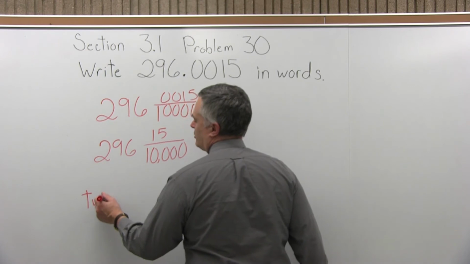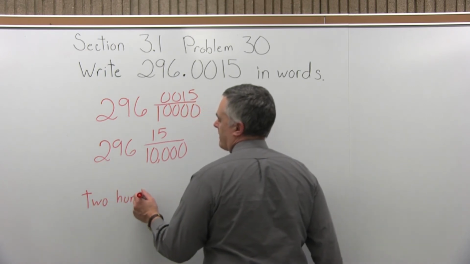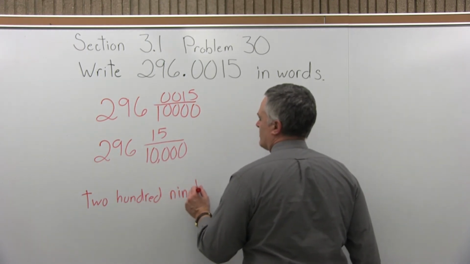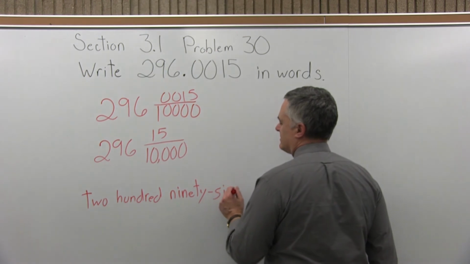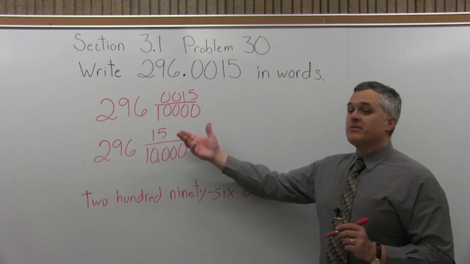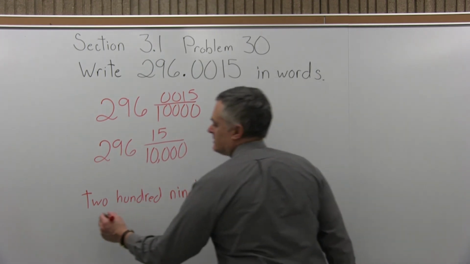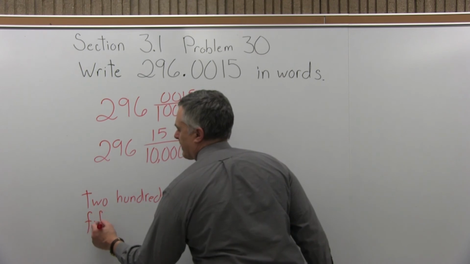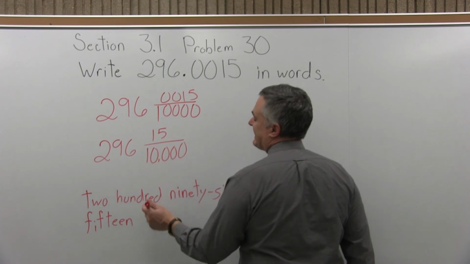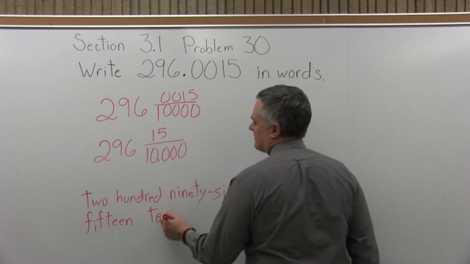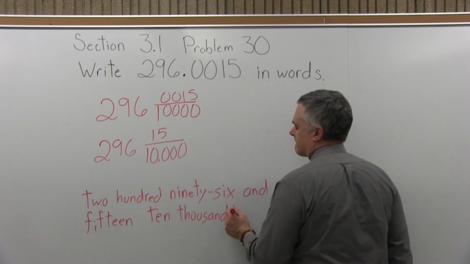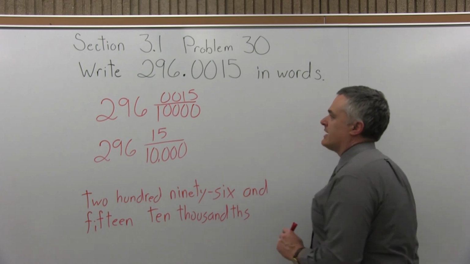So that will be 200 96. We'll write the word and because there's a fraction with it. The top is 15. And the denominator is 10,000, so it'd be 15 ten-thousandths. And that would be the answer.